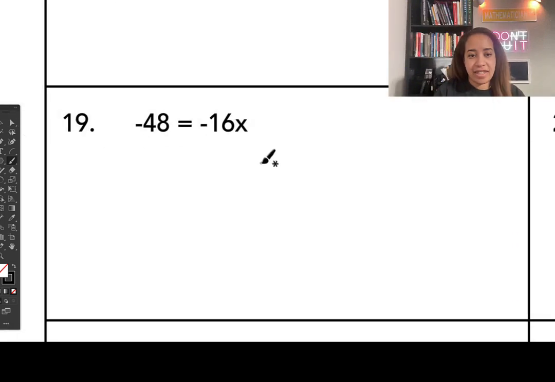Here is number 19. This one can be tricky because we do see a negative sign, and sometimes we think about subtraction when we see problems that look like this. But this problem is really showing us multiplication because we see an integer right next to a variable. So this is really telling us negative 16 times x is equal to negative 48. So since this is multiplication, we need to do the opposite to both sides, which is division. We are dividing both sides by negative 16.